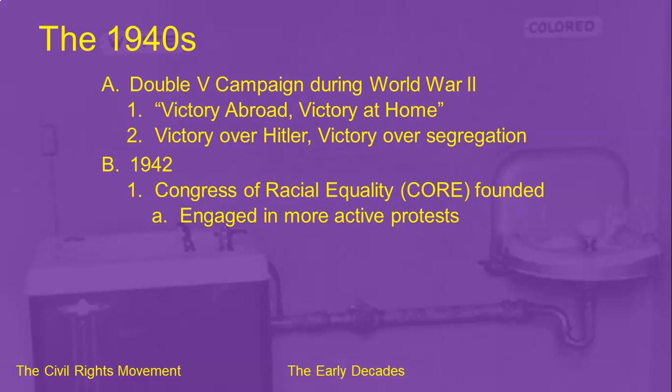The NAACP, to this point, doesn't really engage in protest. They're the lawsuits. They're the lobbyists. CORE is going to take more of a stand. They're going to be involved in these active protests. They are going to stage some of the first sit-ins, and we will talk about sit-ins later, the sit-in demonstration, what they came to be. But they would engage in protests at work, at segregated facilities, where all the workers would sit down, what we might call a sit-down strike.